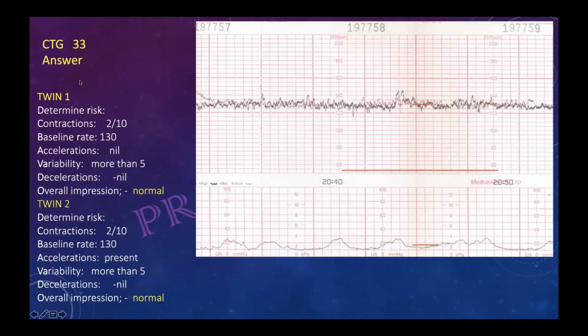So coming to the answer, twin 1. It is almost the same. There will be contractions, like 2 in 10 minutes. Baseline is 120, so it is coming near 130. There is no acceleration, there are no decelerations. Variability you can say is very well more than 5. Overall impression normal. Twin 1 and twin 2 have the same features here, so both twin CTGs are normal.